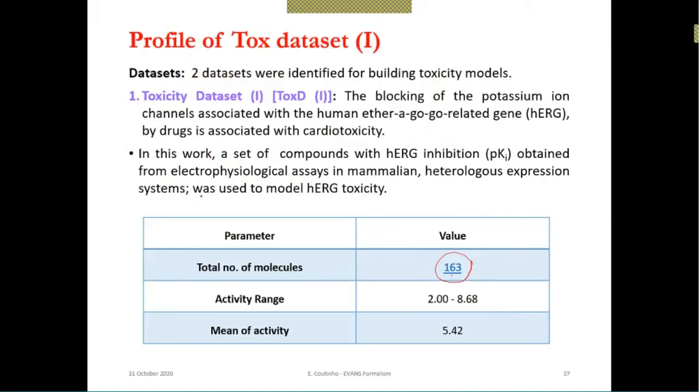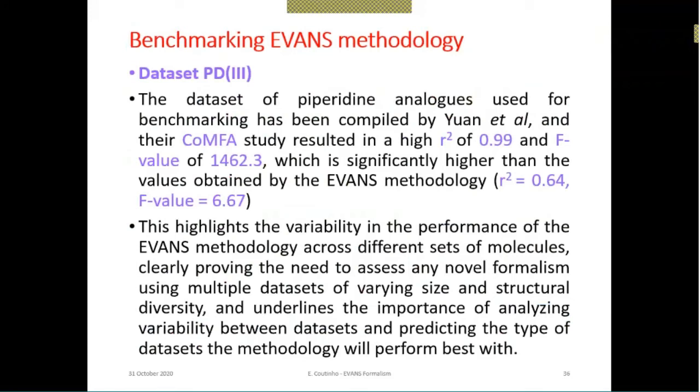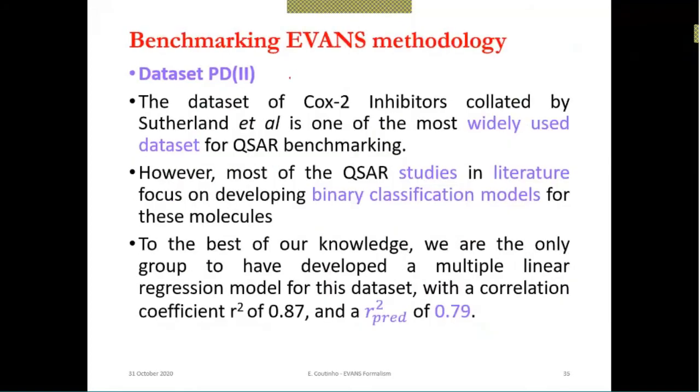Before that, let me not skip one more thing. I showed you that we compared the EVANS methodology with Hansch analysis, and we were superior to the Hansch methodology. But we also decided to look at results reported in the literature for these two data sets. For the PD2 data set, the COX-2 inhibitors, most of the models reported in the literature are binary classification models.